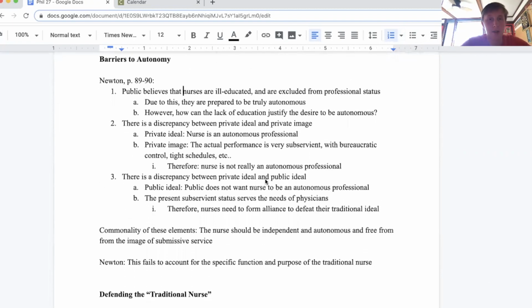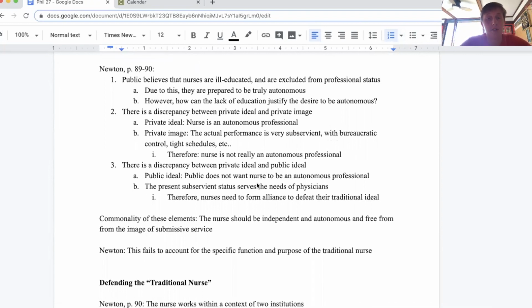In the first section, Barriers to Autonomy, Newton states that the public believes that nurses are ill-educated and are excluded from professional status, and due to this, they are not prepared to be truly autonomous. However, Newton rejects this claim by saying, how can the lack of education justify the desire to be autonomous? And two, there is a discrepancy between private ideal and private image. The private ideal is that the nurse is an autonomous professional, and the private image is that the actual performance is very subservient, with bureaucratic control, tight schedules, and a very limited role. And therefore, nurses are really not autonomous professionals in the words of Newton.